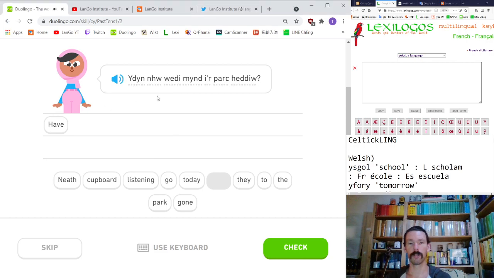Ydyn. Have they gone to the park today? Gone is another participle. It's not a finite verb. It's really like an adjective derived from a verb. Adjective or a noun. They've gone to the park today.